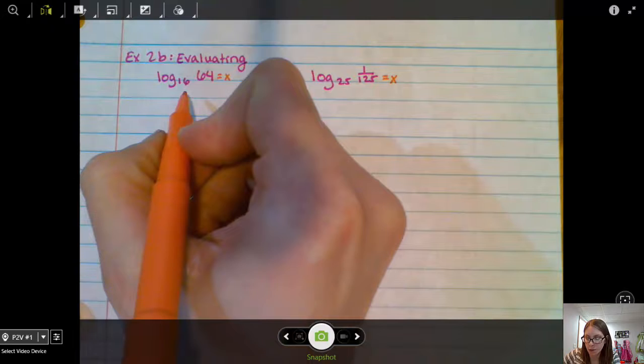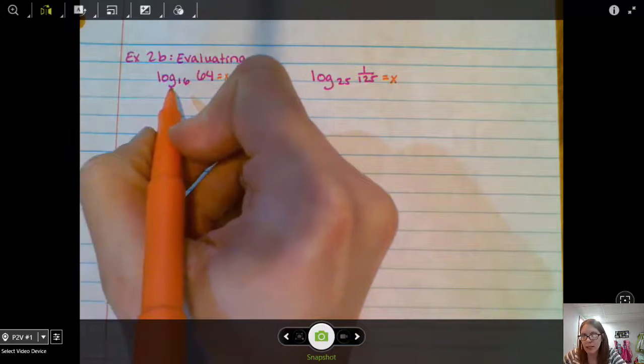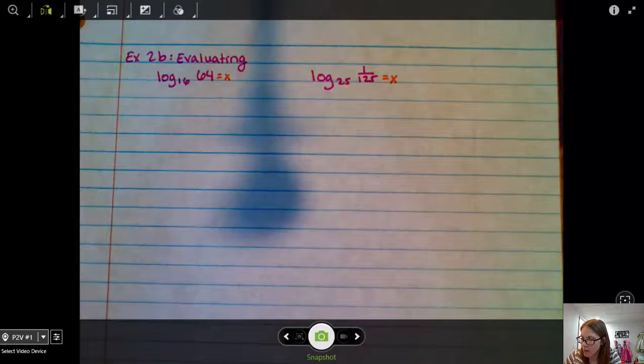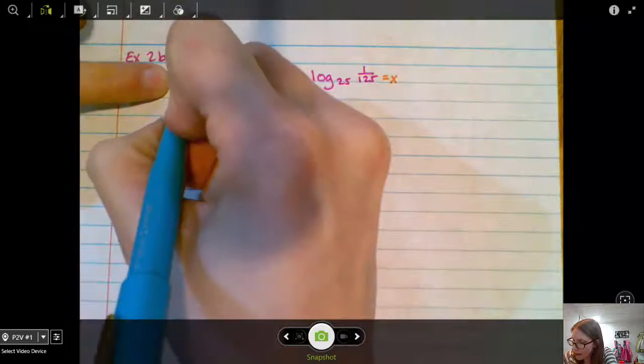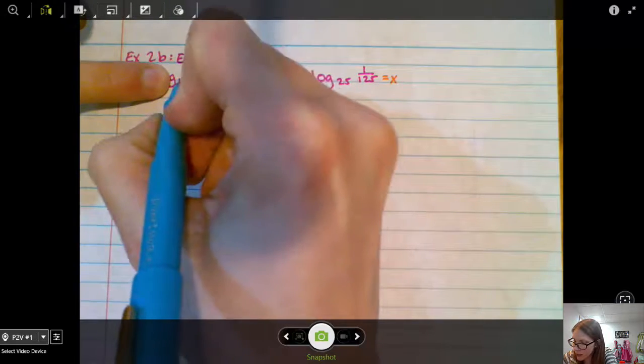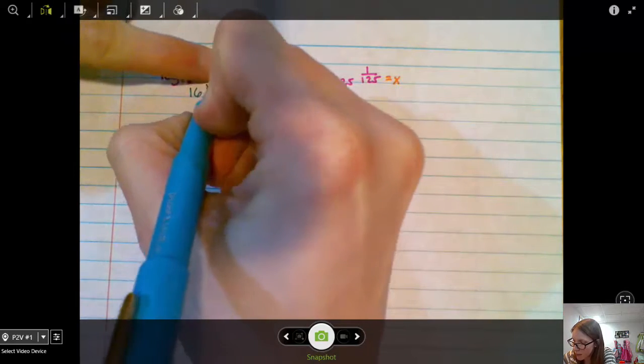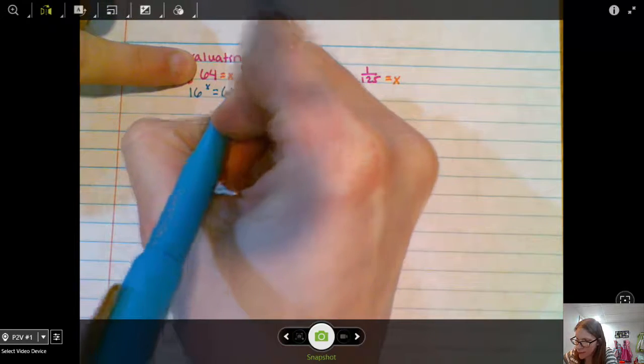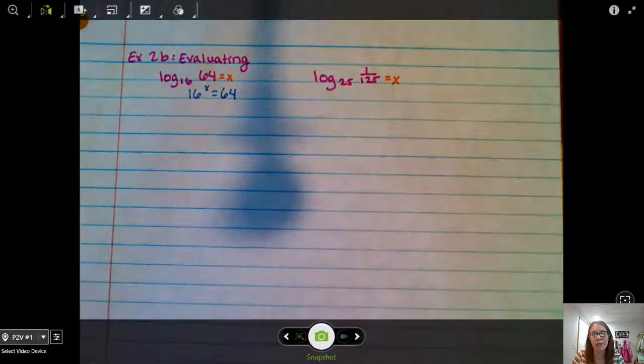All right, so first problem, log base 16 of 64 equals x. Let's write it in exponential form. This really means 16 to the x power equals 64. Well, from here, 16 to the first power is 16, 16 to the second power is way higher than 64, so I don't have a whole number for x.